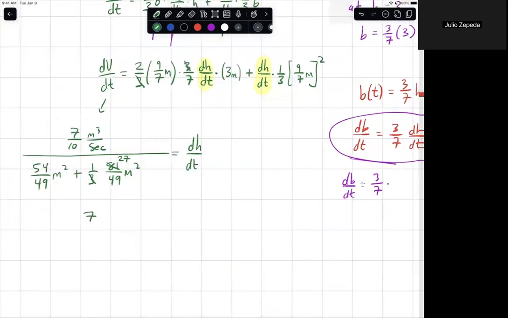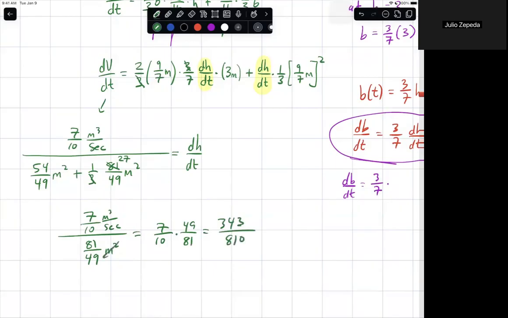And so what do we get? 7/10 divided by 54 plus 27, which is 81, over 49. The units here are square meters in the denominator and cubic meters per second in the numerator. If we flip and multiply, this is equal to 7/10 times 49 over 81. So we get 343 over 810, and the units, square meters, give us just meters per second.